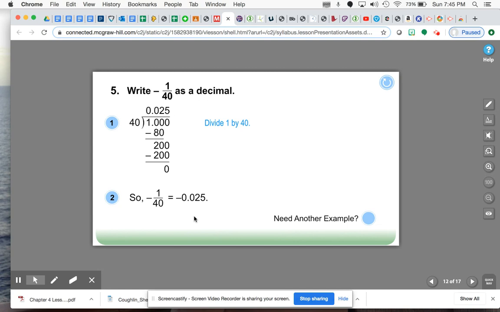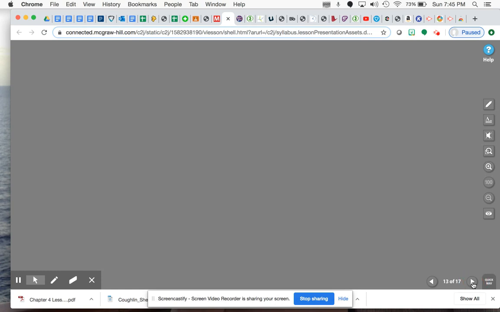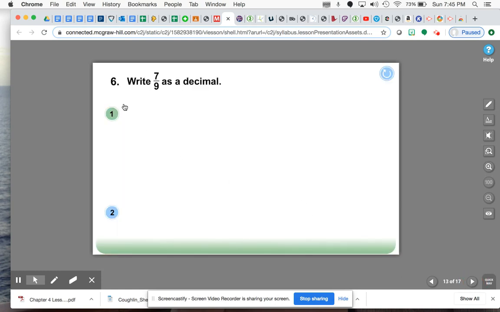All right, this is what we call a terminating decimal. So this one stops. But what happens if you have a repeating decimal for your answer? So for this one, you would write 7/9 as a decimal. And again, 9 does not go into 100 evenly. So you're going to do the same thing. Divide the numerator divided by the denominator.